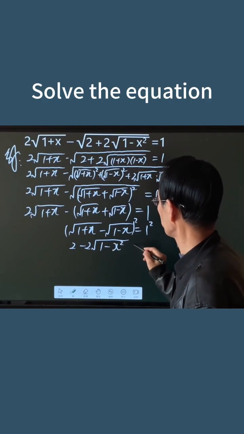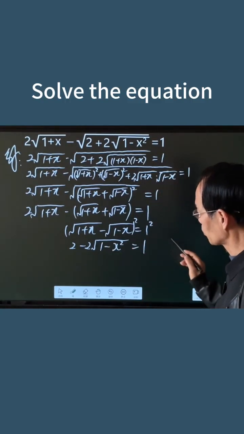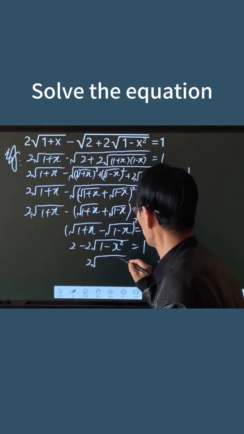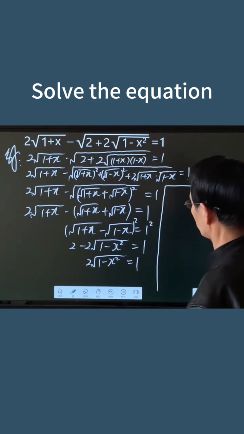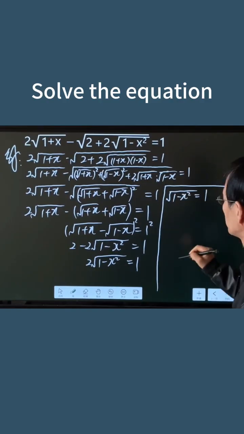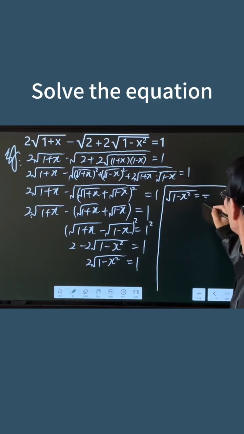1 minus x squared equals 1. After squaring once, the result is 1. Next, move it over. 2 minus 1 equals 1. That is, the square root of 2b minus a squared equals 1. All right, let's write it here and be satisfied with it. So 1 minus a squared equals 1, which is 1/2, or 1/2 divided by 2, which is 1/2.